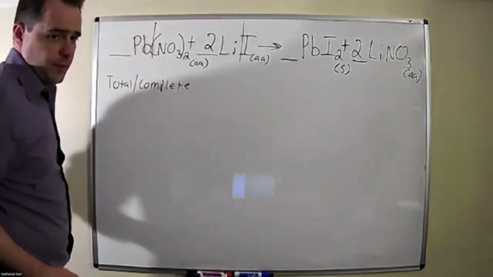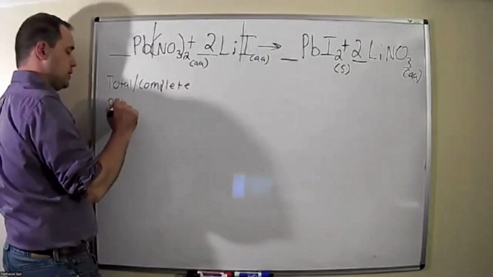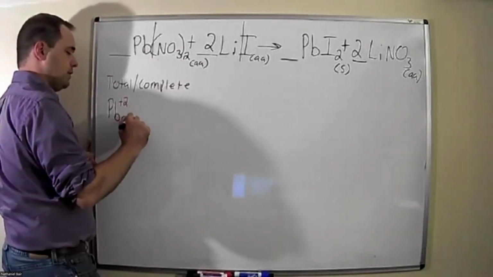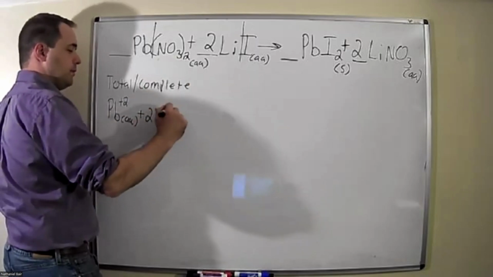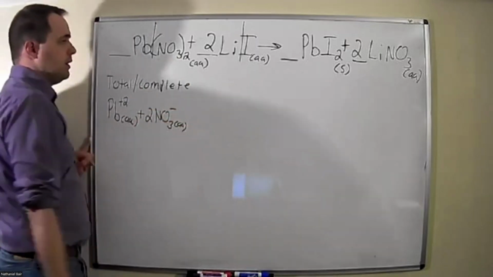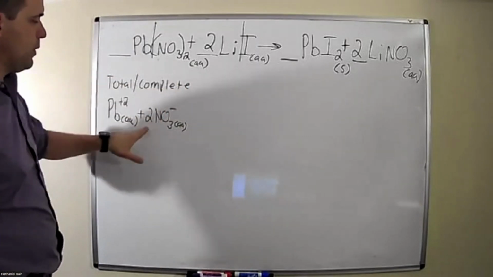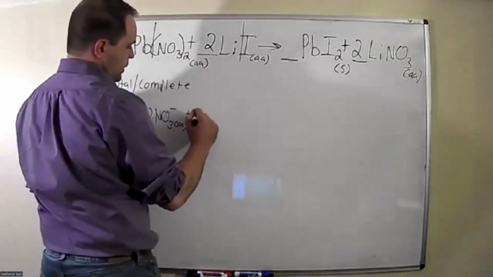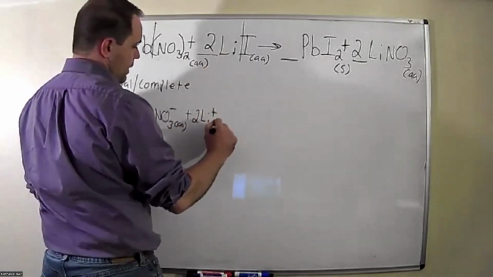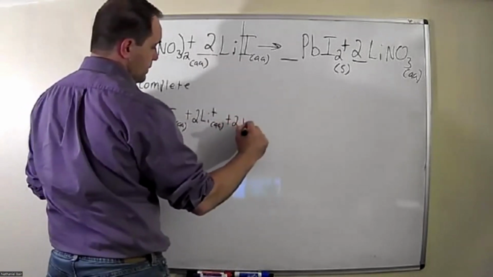So let's look at this first one. We need to break this apart because it's aqueous. So this is actually lead plus 2 ions and 2 nitrate ions. See how that's a lead plus 2 and 2 nitrates? I had to bring that 2 out in front. And then this is actually 2 lithium cations and 2 iodide anions.